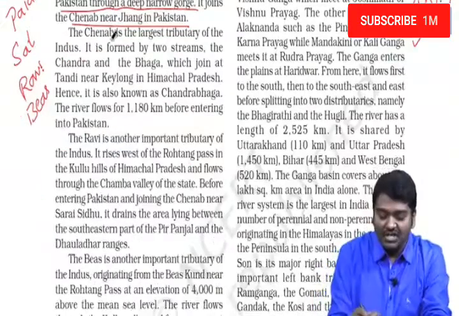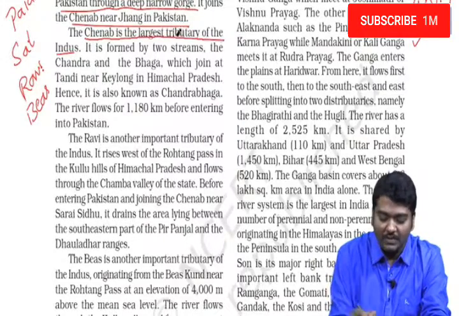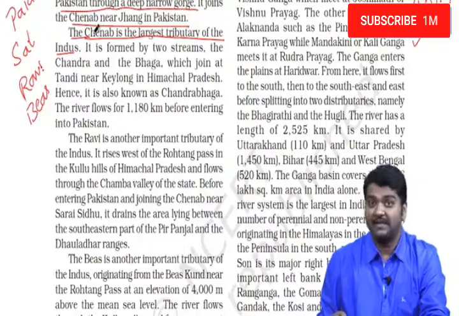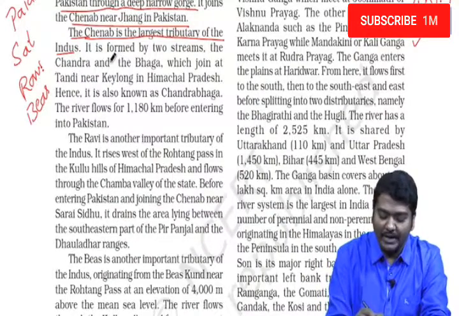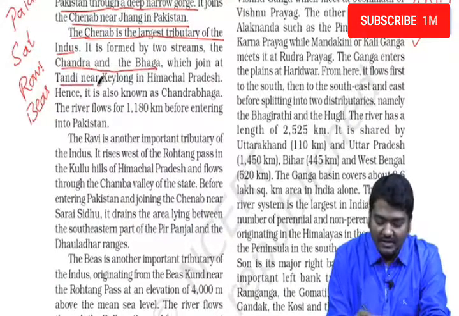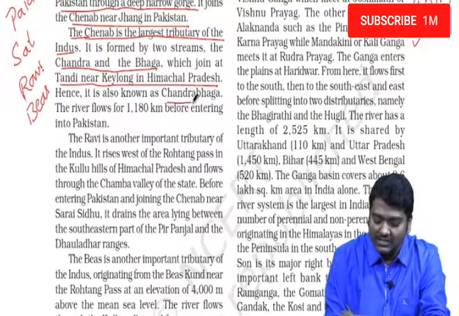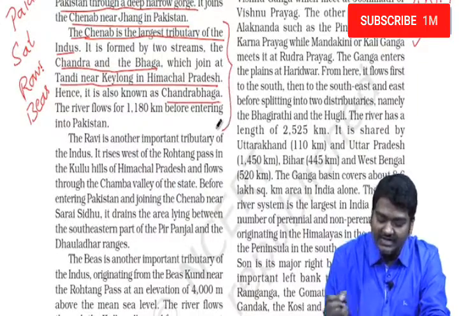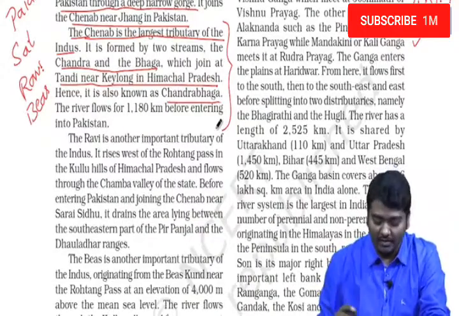Then the Chenab is the largest tributary of Indus. Very, very important for you guys. Please remember, usually people think Satluj is more. It is formed by 2 branches, Chandra and Bhaga, which join at Tandi near Keylong in Himachal Pradesh, not required. Hence it is also known as Chandrabhaga, as it is given in NCERT, remember. Sometimes they may ask you, but not very important.